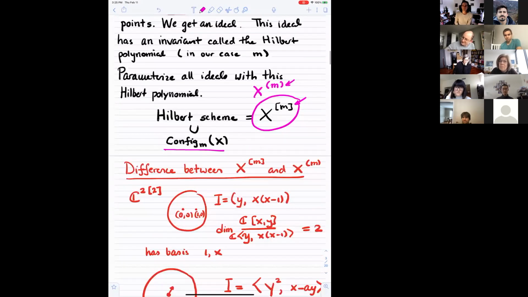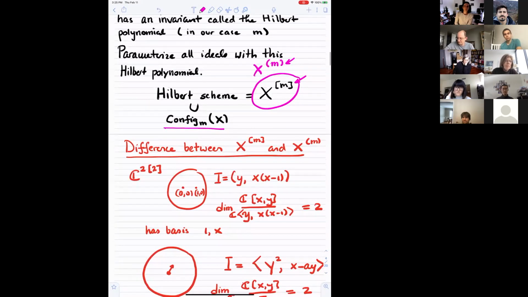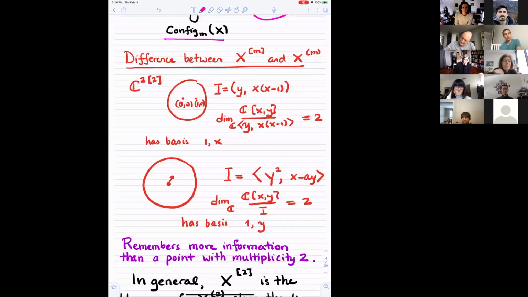So let's understand a little bit the difference between the Hilbert scheme and the symmetric product. Let me just take C2, because it's easier to write down the equations, and I want to understand the Hilbert scheme of 2 points on C2.